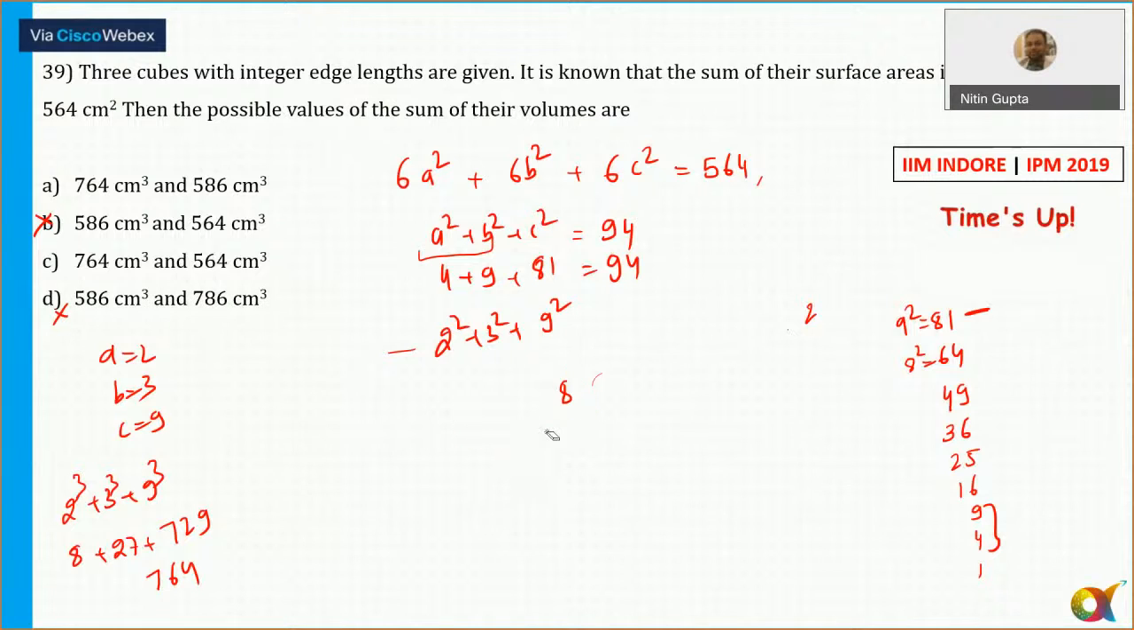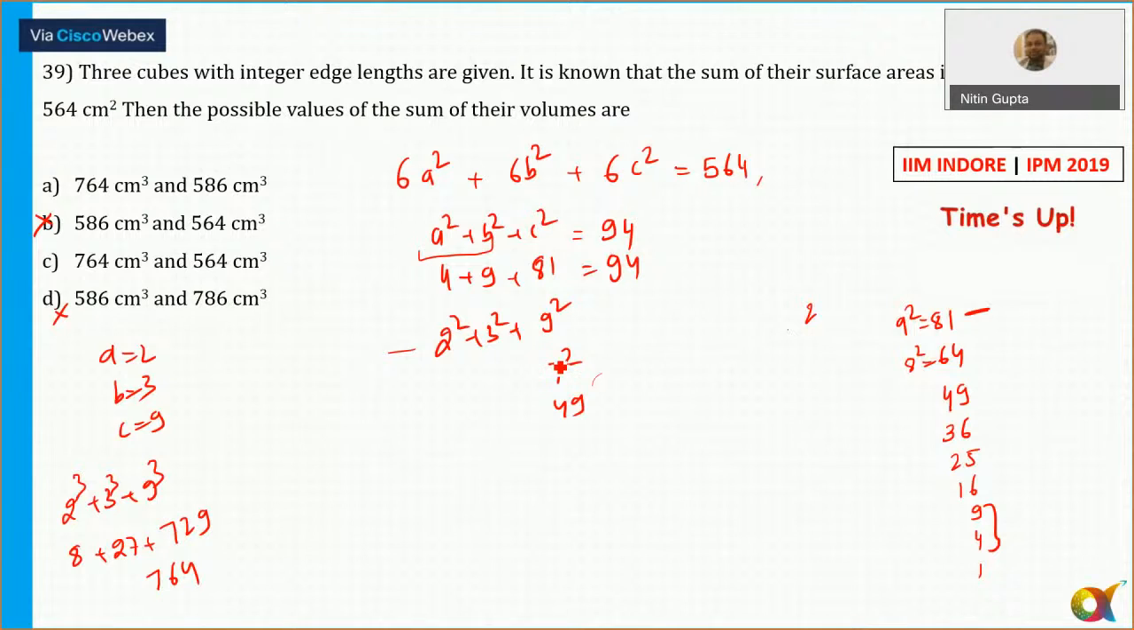Let's take the next value, which is 49. So to 49, how much should be added to get the sum 94? 7 square is 49. 64 plus 16 plus 1 is 81, not equal to 94. Jatin, check and tell me whether 64 plus 16 plus 1 is equal to 94.